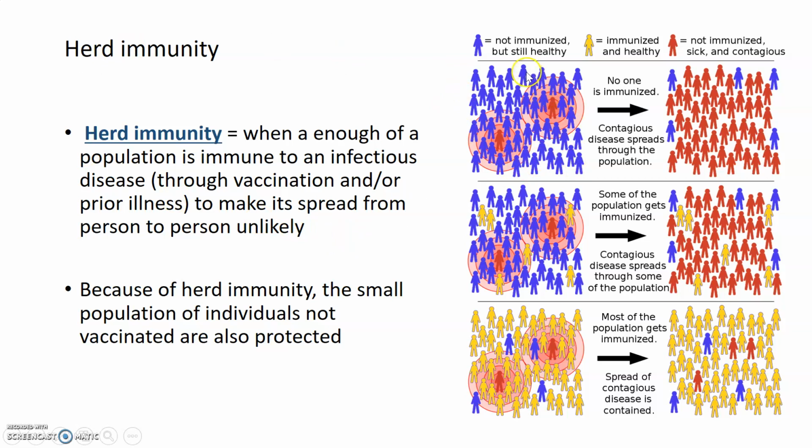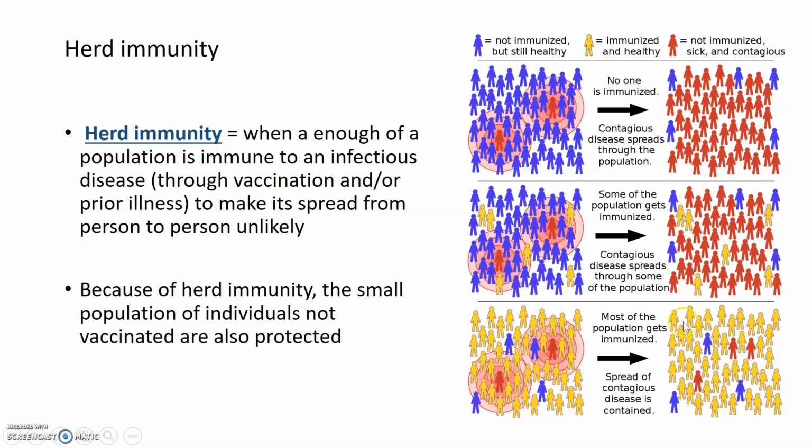And so the herd immunity idea is illustrated in this graphic on the right. You can see that in a non-immunized population of all these blue people, when there's a couple sick individuals, the disease can spread really quickly because no one is immune. Whereas on the bottom of the graphic, when people are immune, in yellow, even when a few sick individuals are introduced into that population, the disease has a really difficult time spreading.